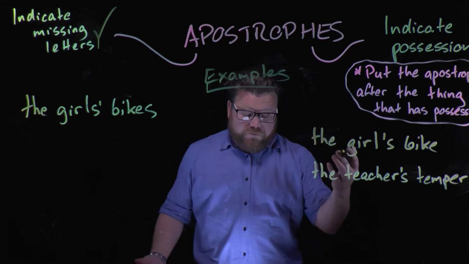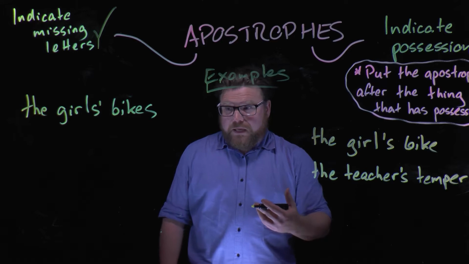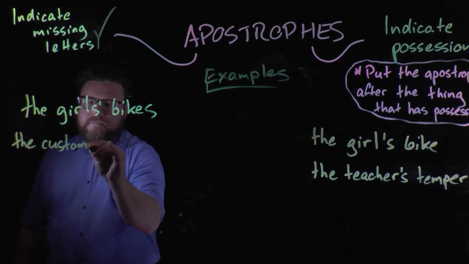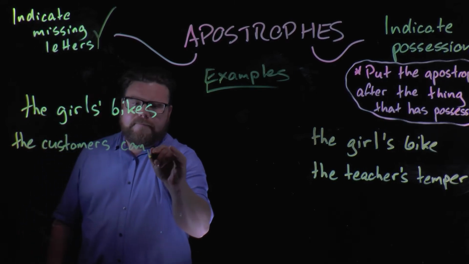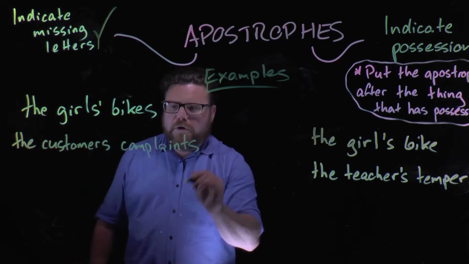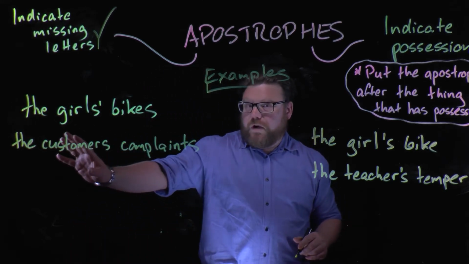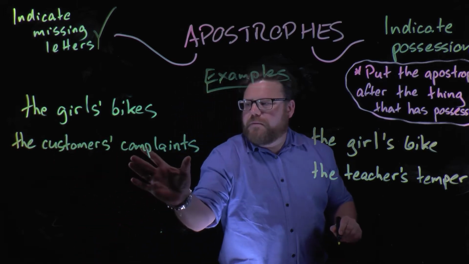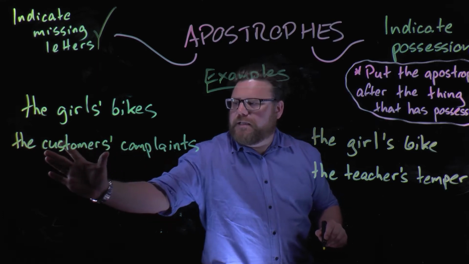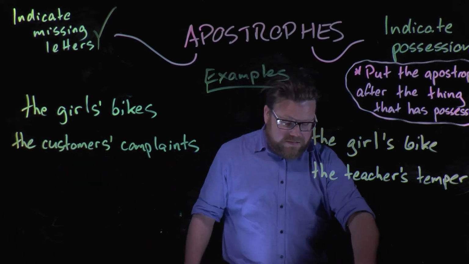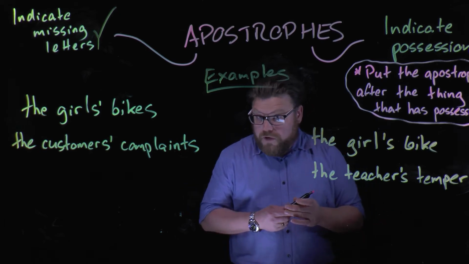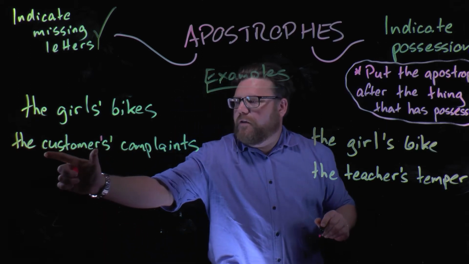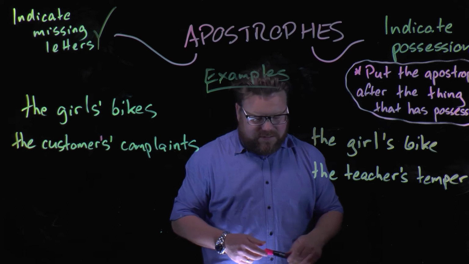Same with if you're at a restaurant and lots of customers make complaints, then the customers' complaints would need an apostrophe, and to show that it is more than one customer complaining, we put the apostrophe after the thing that owns these complaints. It is the complaints of the customers. If it was only one customer, the customer's complaint, the words would be the same, but the apostrophe would have to go here to show that it was the complaint of just one customer and not lots of customers.